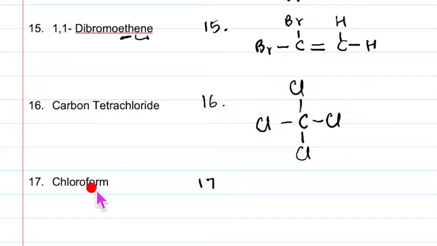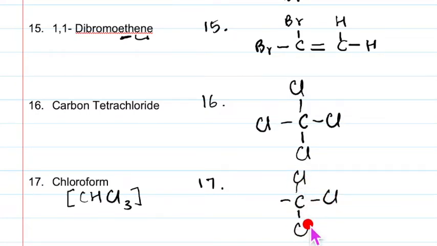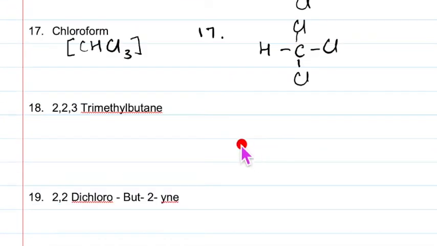Chloroform. Now chloroform is CHCl3. This is trichloromethane. The IUPAC name is trichloromethane, or it will be methyl trichloride. So we must remember this formula for chloroform. It is used as local anesthesia. So we will have carbon, 1 carbon only, and we will have 3 valencies taken by chlorine and 1 will be by hydrogen. We come to number 18. We have 2,2,3 trimethyl butane. So we have but means C single bond C single bond C single bond C.